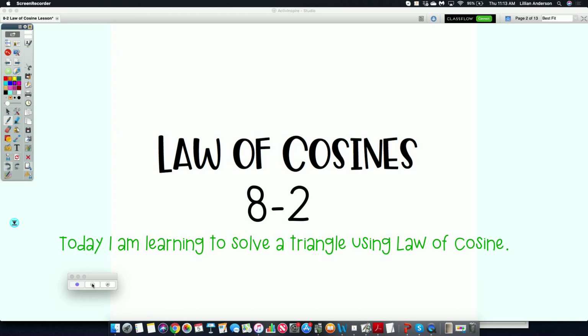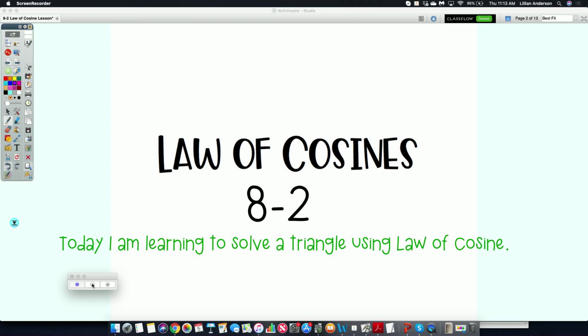Yes, ma'am? So, side, angle, side. Is that one that we have for the law of sines? So the difference with this one is side, angle, side. The angle is in between the two sides. So it's not side, side, angle. When it's side, side, angle, the angle isn't in between the two sides.